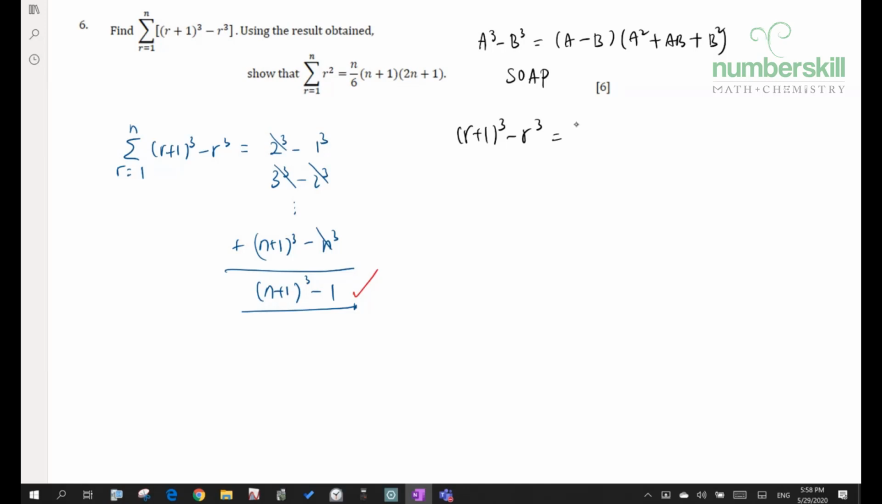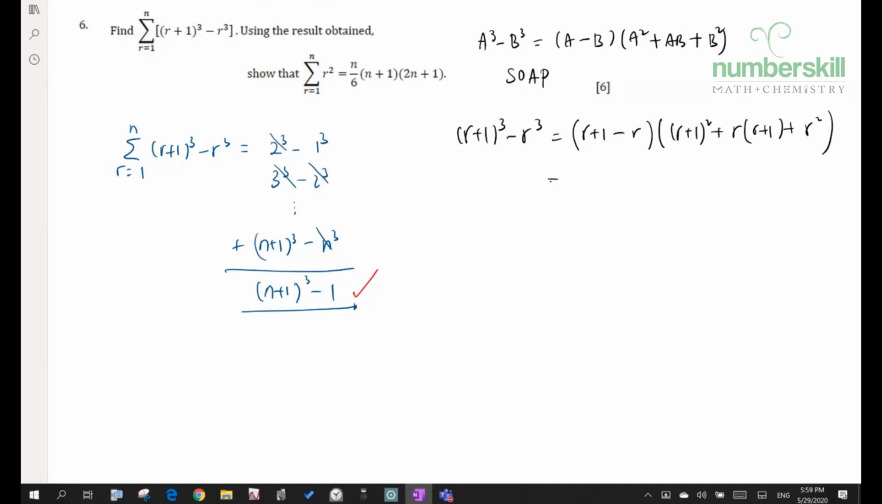So let's try to use SOAP. I'm going to have r plus 1 minus r. Pretty obvious, right? And then the second bracket is going to be r plus 1 squared, plus r times r plus 1, plus r squared. Not very hard, right?